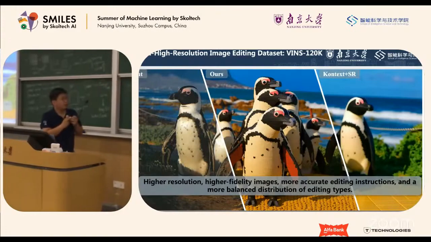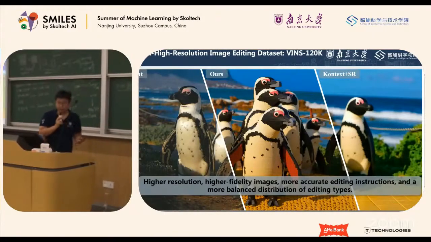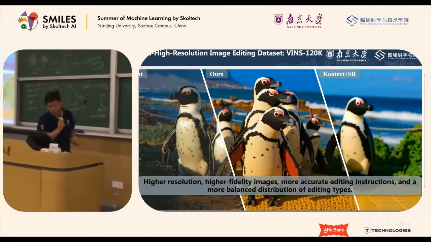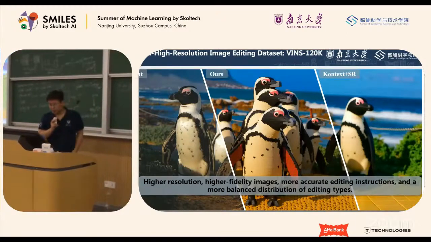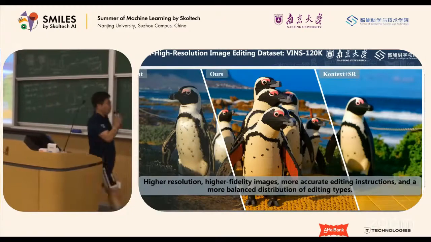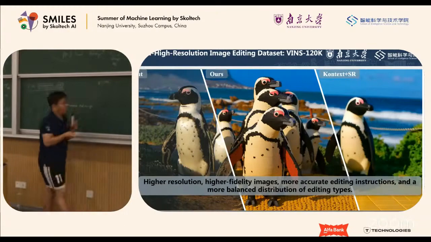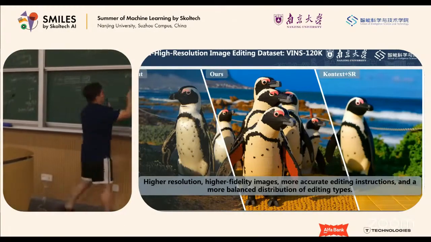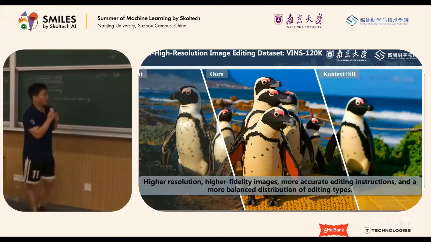So we propose the ultra high resolution image editing dataset WINS 120K. WINS is designed to improve four aspects simultaneously. The first one is the resolution. In WINS, it's 4K resolution.